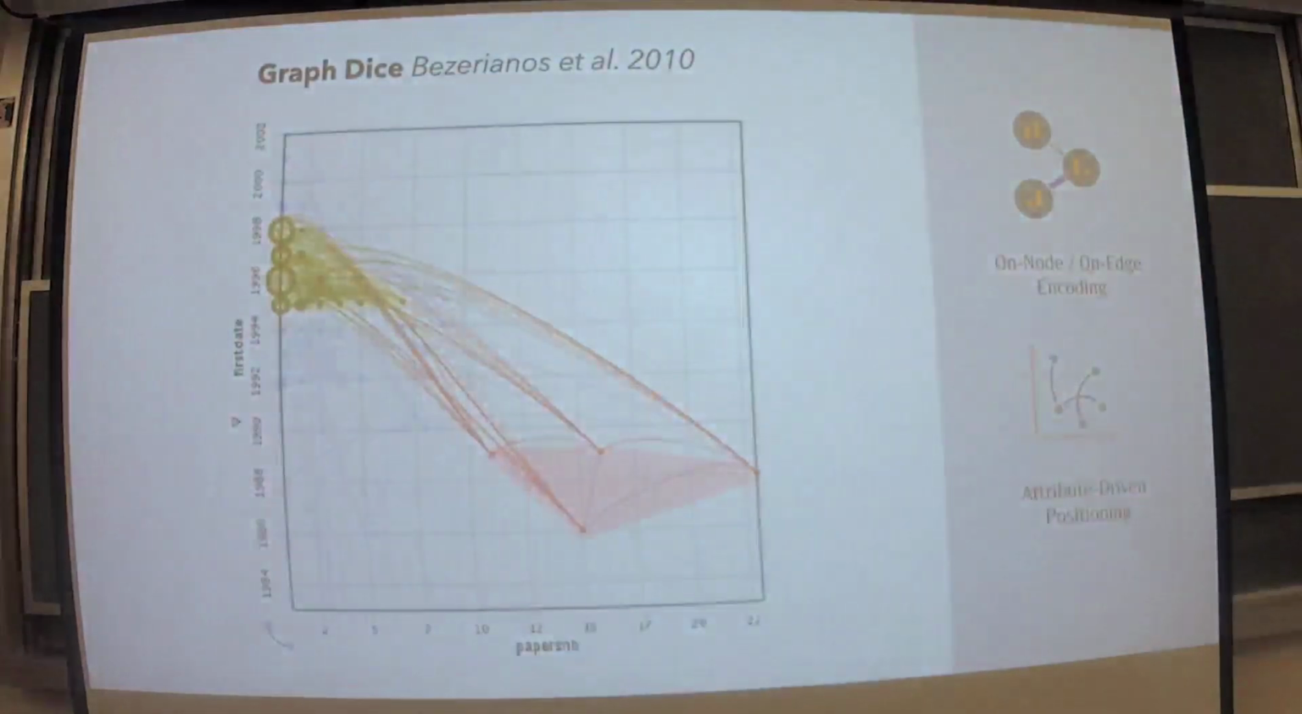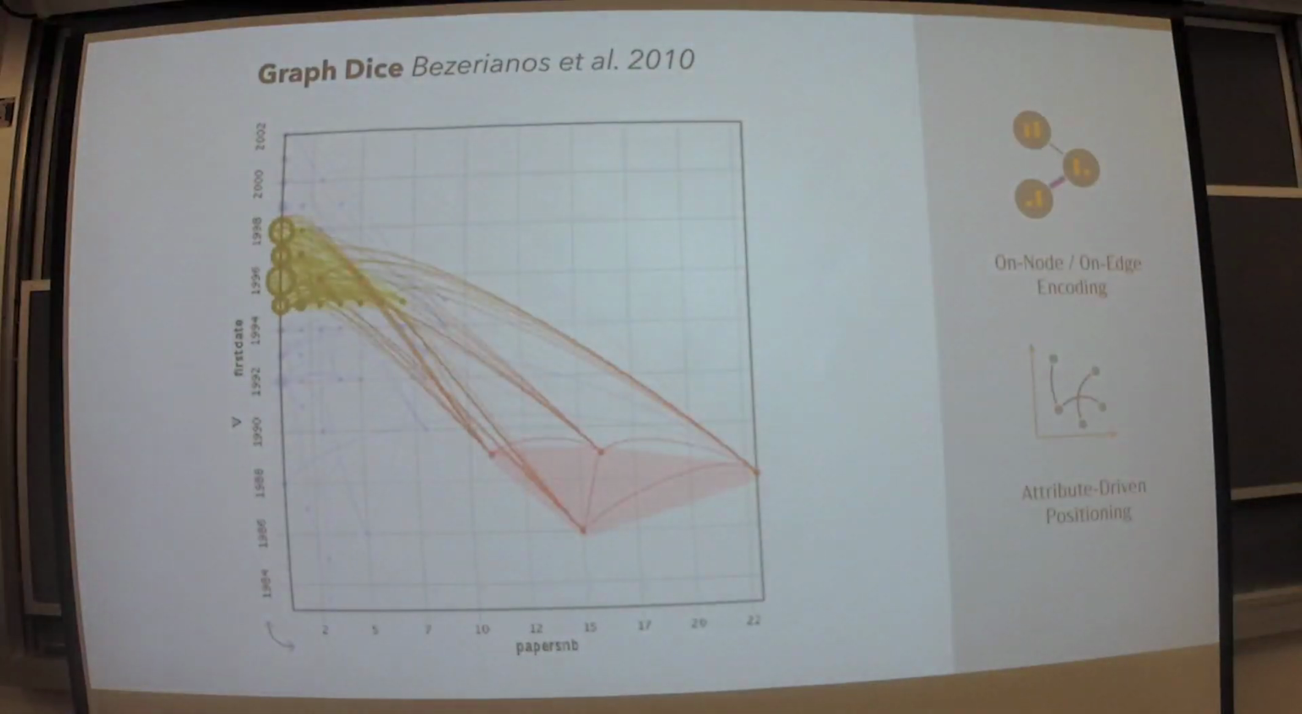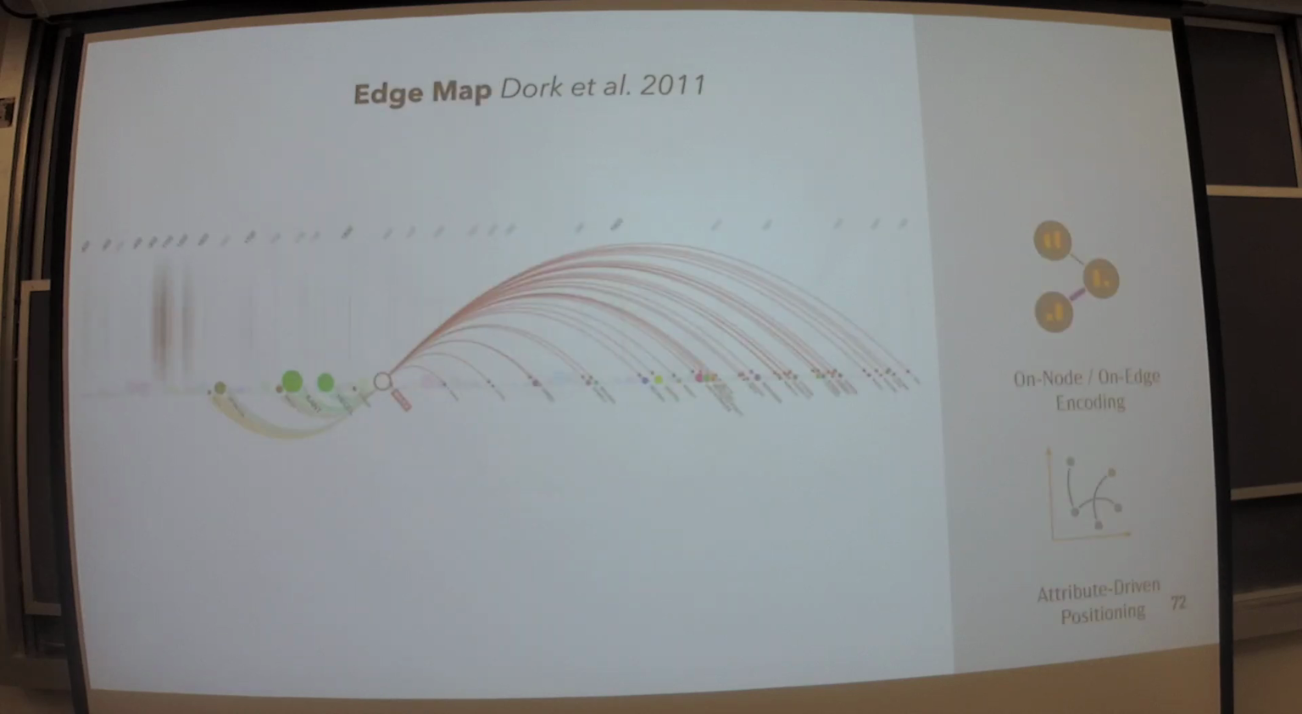Here's a non-geographic use from a slightly more academic example of attribute-driven positioning, where the nodes are authors, and on the x-axis they're placed according to how many papers they've published. This is a two-dimensional example. I want to give you a one-dimensional example, which I really like, and I think I later touch on a bigger example of this, which is called edge maps.